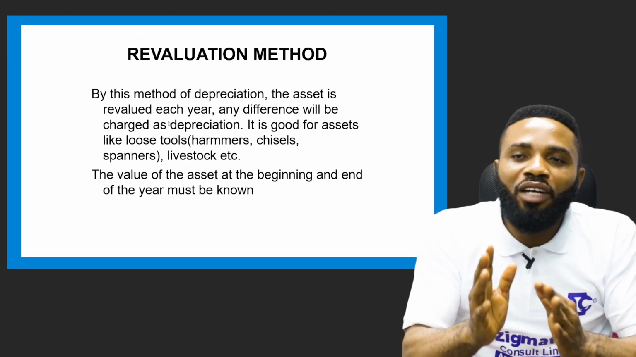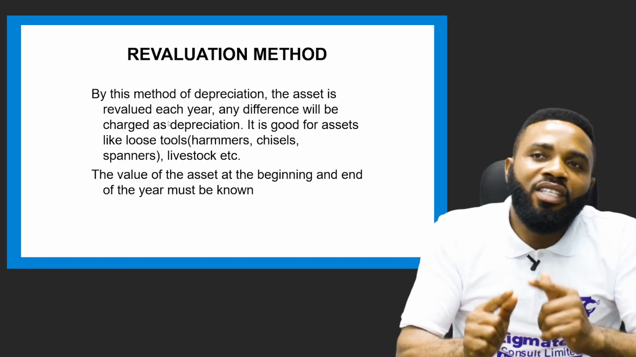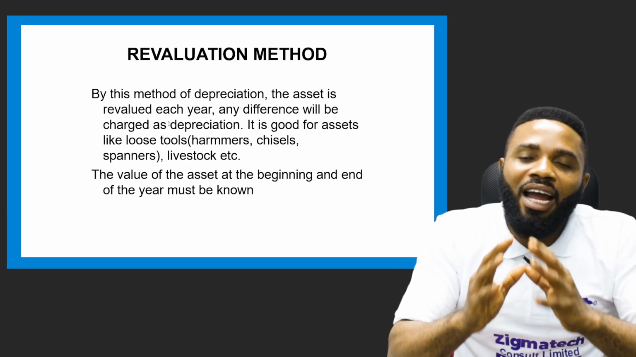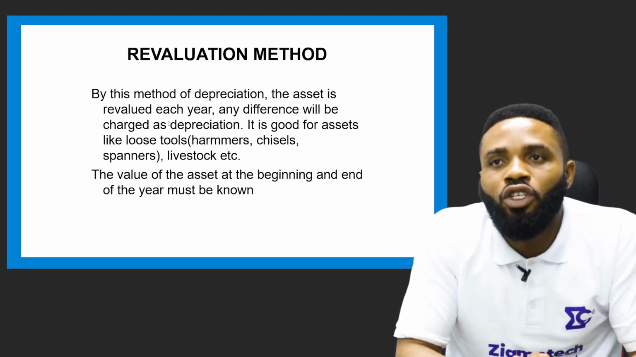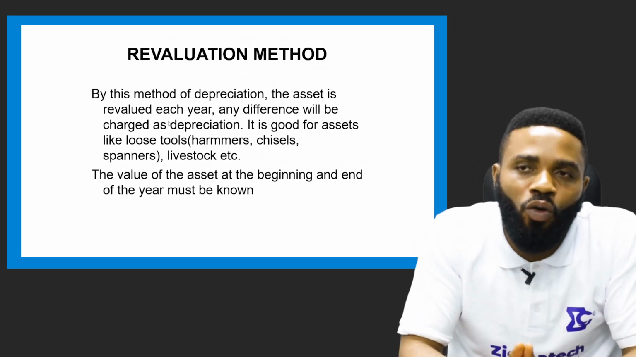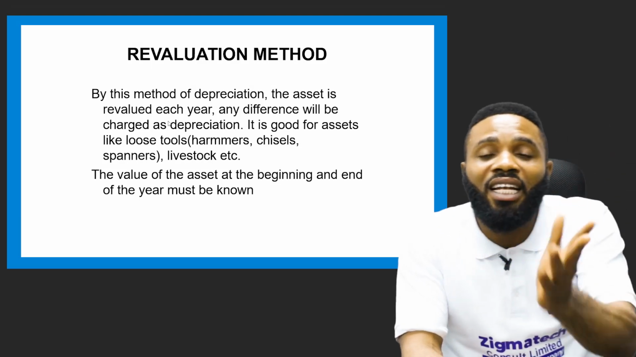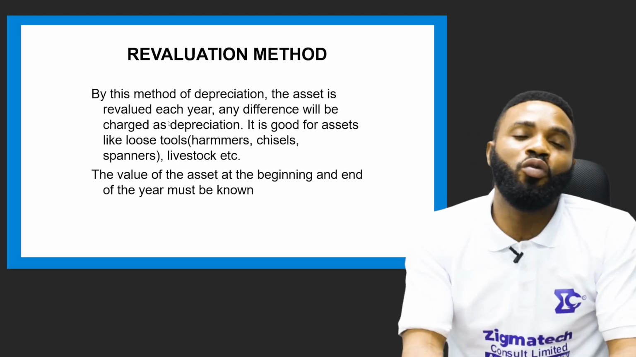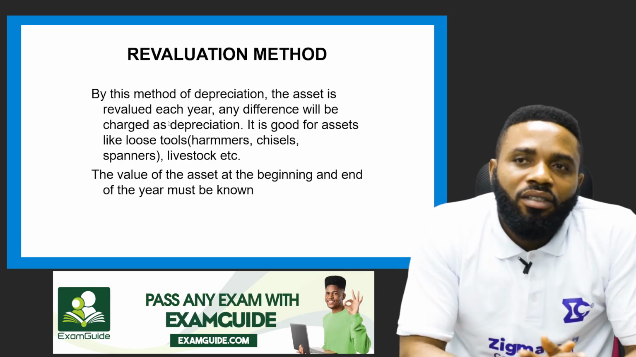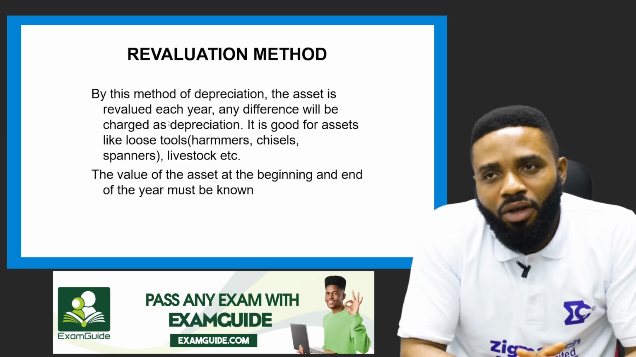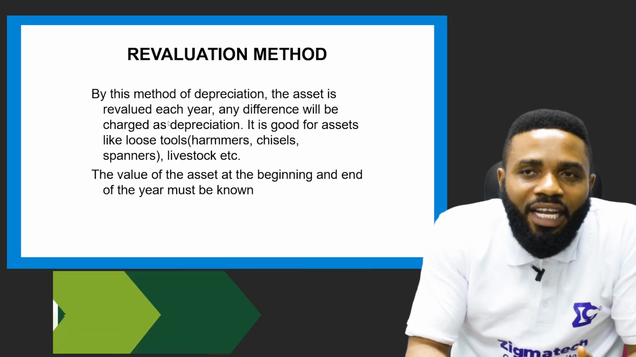So when you are doing that, we have what we call revaluation surplus and revaluation deficit. When the value at which you can sell the item is higher than the cost, is revaluation what? Revaluation surplus. When it is less, it's revaluation what? Deficit. So now we said it is good for assets like loose tools, hammers, chisels. These assets, ordinarily, when you have them in the organization, they are just there. They are assets that can last for a very long time. So what you do is keep constant revaluation, which will determine their depreciation.